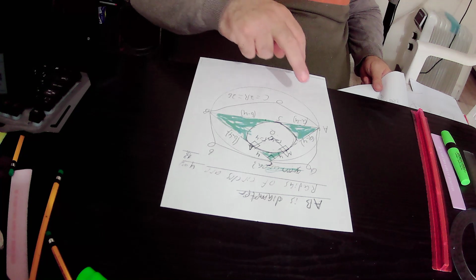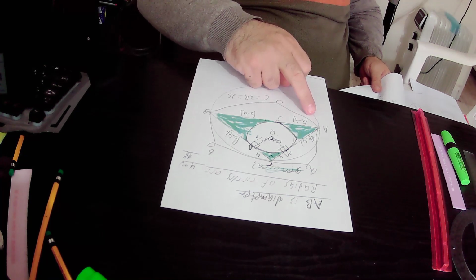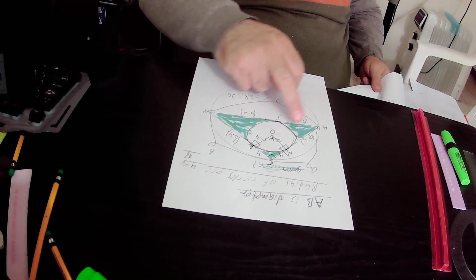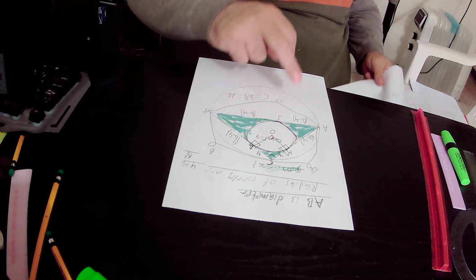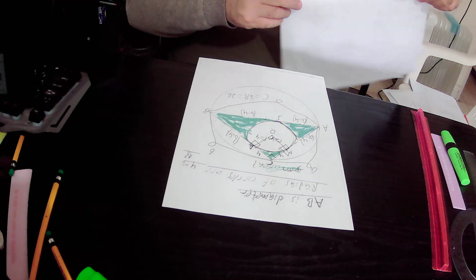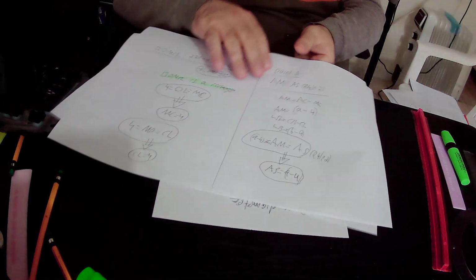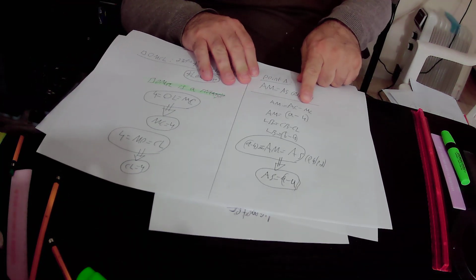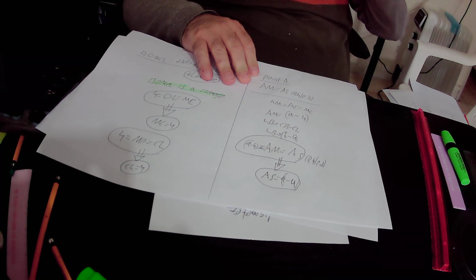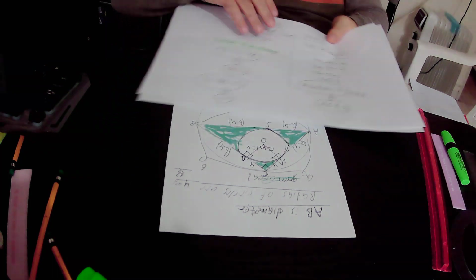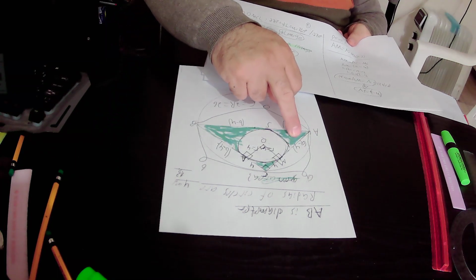And what is the length of AM? From the drawing it is very easy to see that AM equals AC minus MC. That is to say, AM equals AC, that is A, minus MC, that is 4. So in conclusion, we found out that AM equals A minus 4.